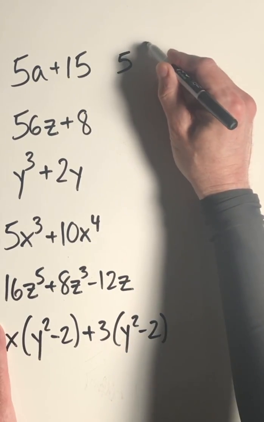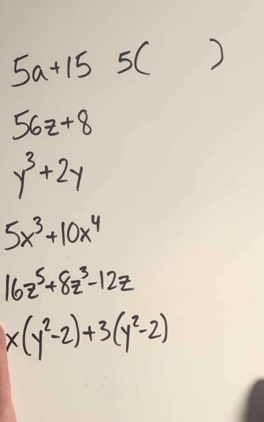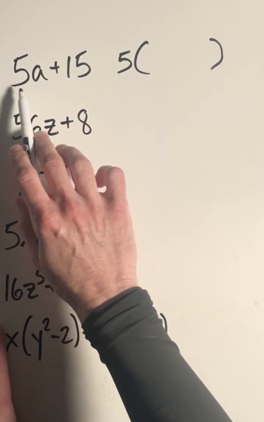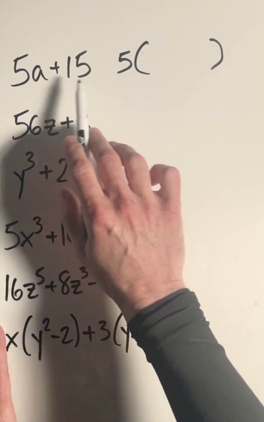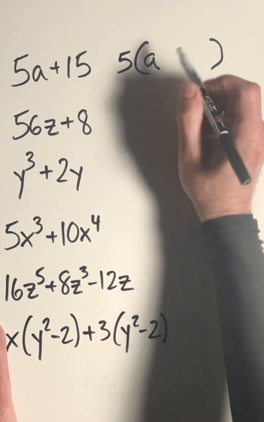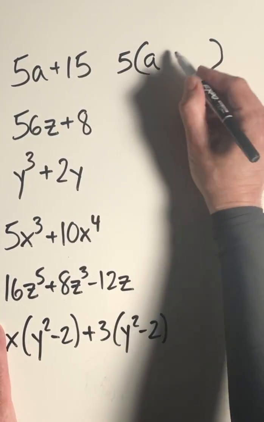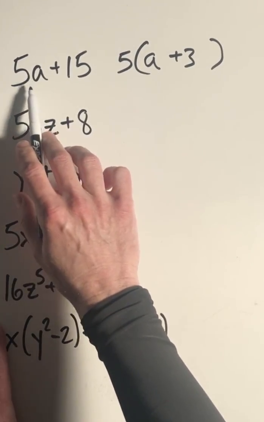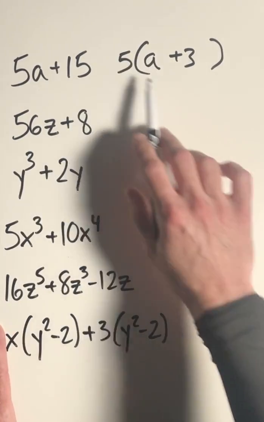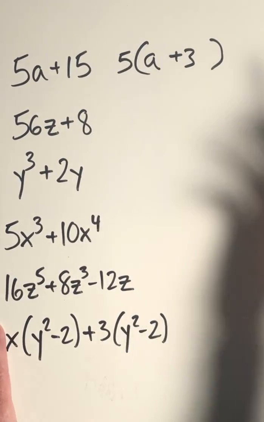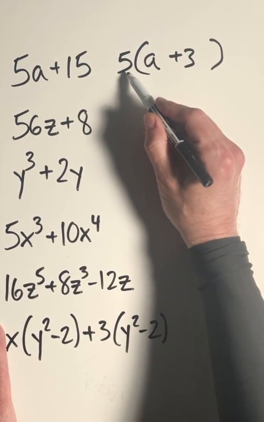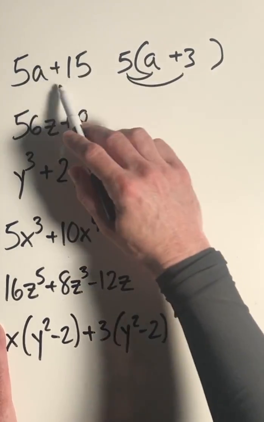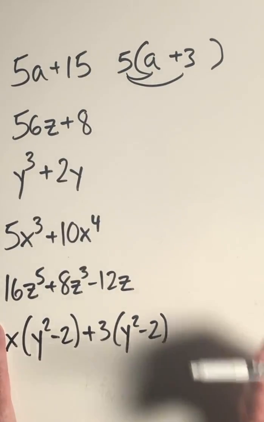So we would write a 5 and then an open set of parentheses. 5 then goes into 5a, a times, because a times 5 equals 5a. And 5 goes into 15 positive 3 times. So we would rewrite 5a plus 15 as 5 parentheses a plus 3. And you can check this with the distributive property. 5 times a would be 5a, and 5 times positive 3 would be positive 15.